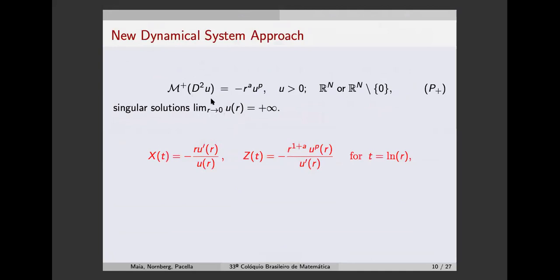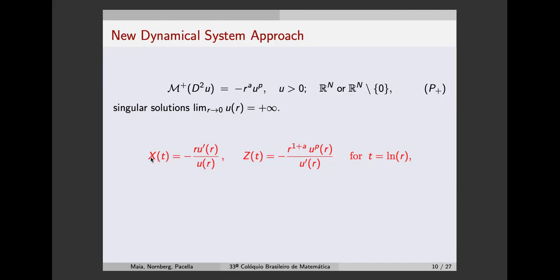So back to the Pucci's operator M plus, we have the weighted problem here stated for R^n, or R^n without the origin. If it's without the origin, we are thinking of the limit as r goes to 0 of the solution as plus infinity. These are going to be singular solutions. And we associate to this Pucci plus equation other variables, and we are going to associate to our ODE problem a system of ODEs on new variables.